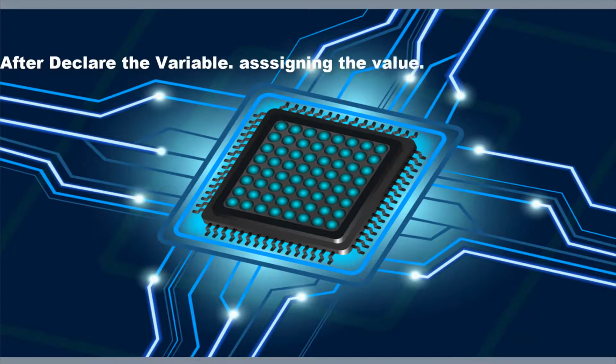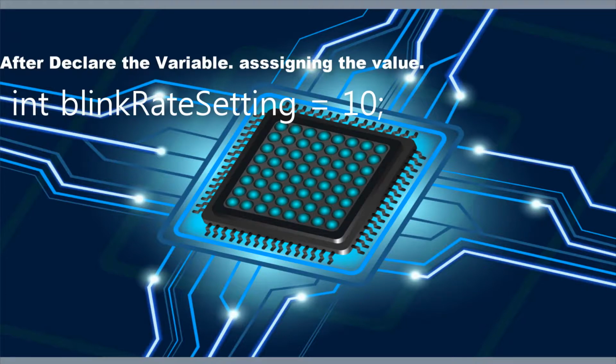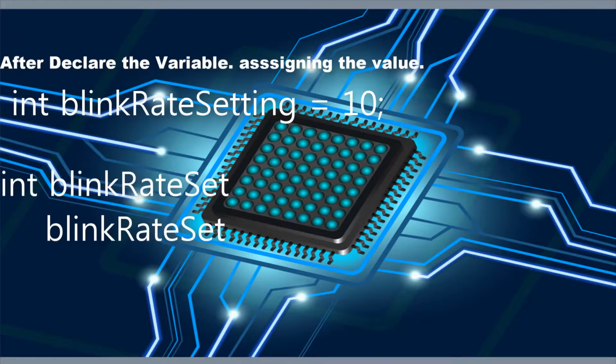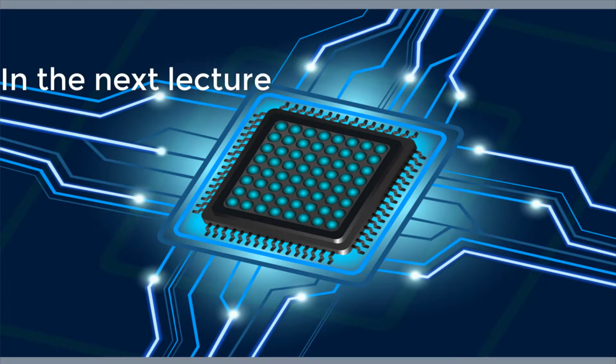After declaring the variable, you need to assign the value, which you will use in your program. In this case, you can assign it by two methods. One, you can take a shortcut by declaring the variable and assigning the value in one statement. Or you can assign the value after declaring the variable, on the next line or in the program console. You will learn this in the next lecture.